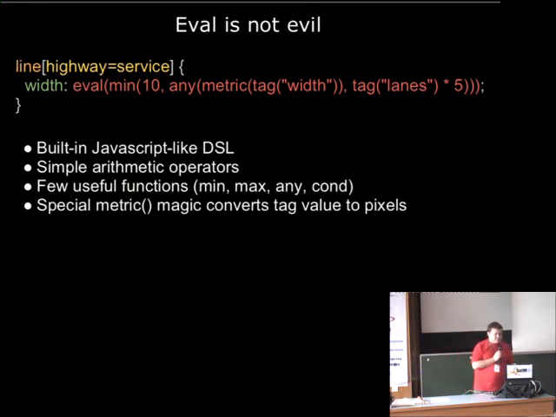Height of the building. There is some extension for MapCSS that provides pseudo 3D rendering. I'm not talking about it today. This evil construction may scare you, but it means minimum of 10 pixels or tag width in pixels or number of lanes multiplied by 5 pixels. So that's how eval works.